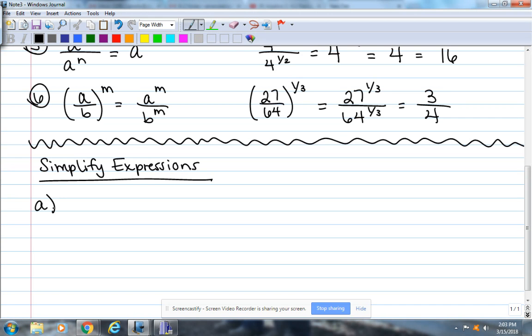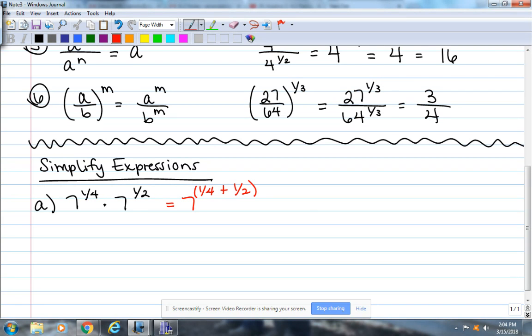So example A, 7 to the 1/4 power times 7 to the 1/2 power. So what are we doing here? We're multiplying two things that have the same base. So we're going to add the exponents, right? We're going to keep our base at 7, and we're going to add 1/4 plus 1/2.